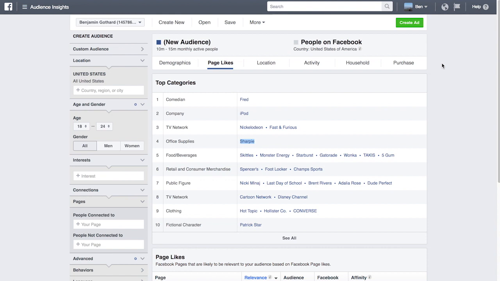So you can come in and you can define a market that you want to hit, and then you can understand every demographic through here. You can understand location, activity, household purchases. You can understand so much more about your target market using this tool. And by combining a ton of different characteristics, you are able to craft a persona to whom you can market.